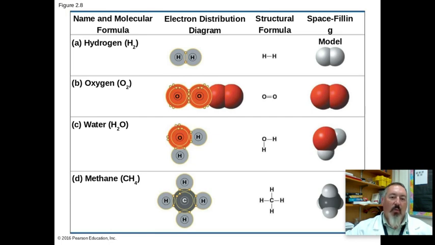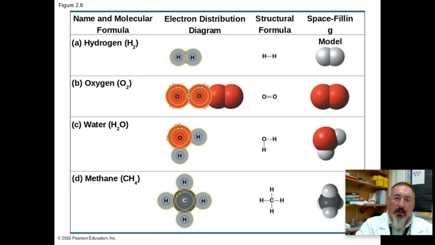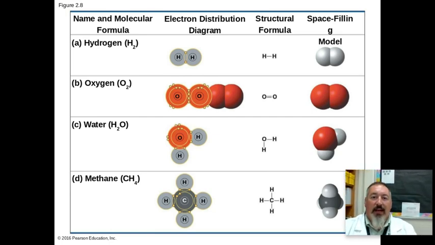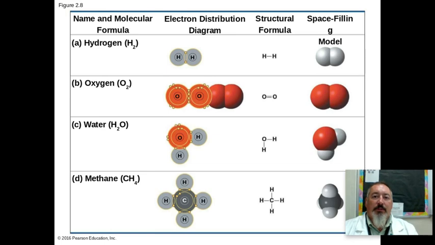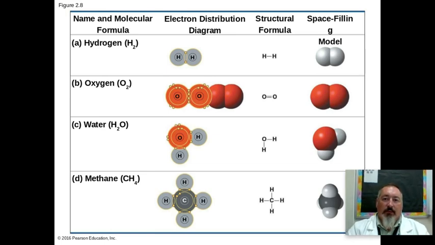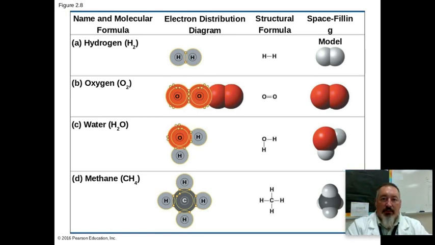Now take a look at water's distribution, the one above it. Water is going to have a side that's more negative than the other. As a result, it's going to have a negative pole and a positive pole. By definition, it is called a polar molecule as a result of that unequal distribution. So water is a polar molecule because of the unequal distribution of electrons.